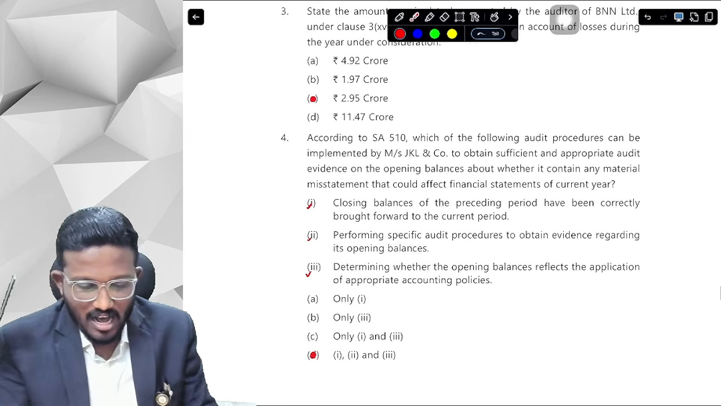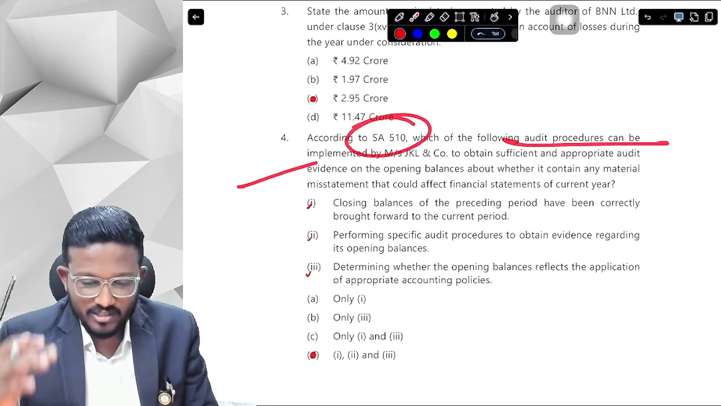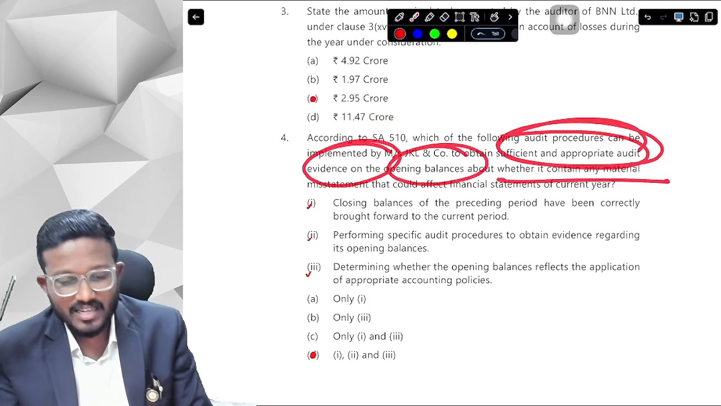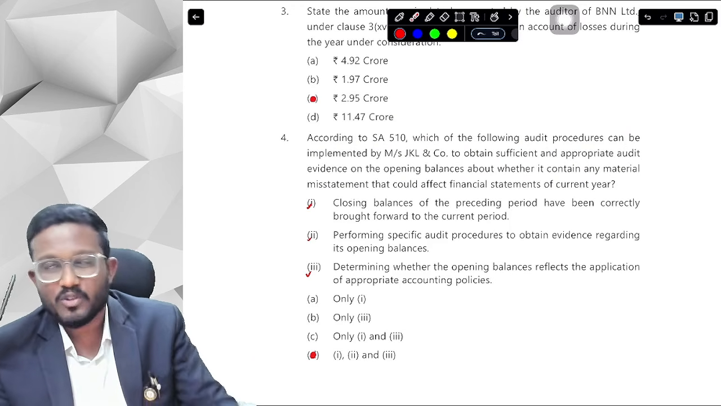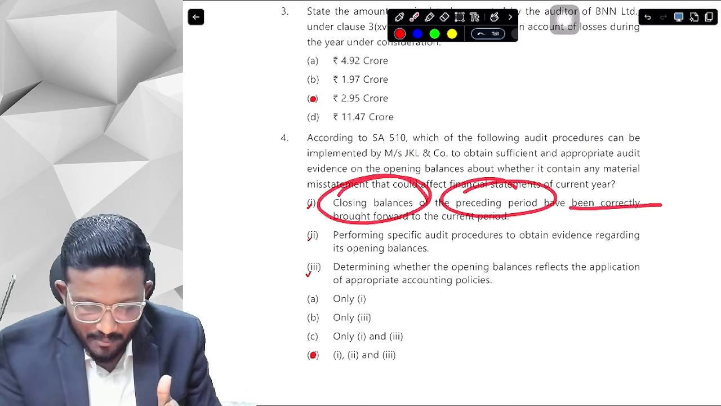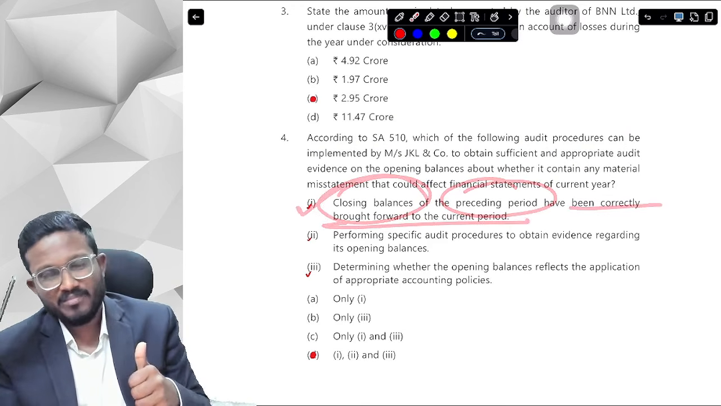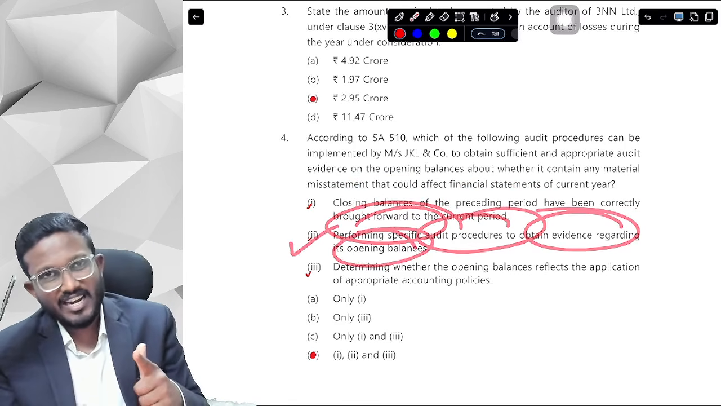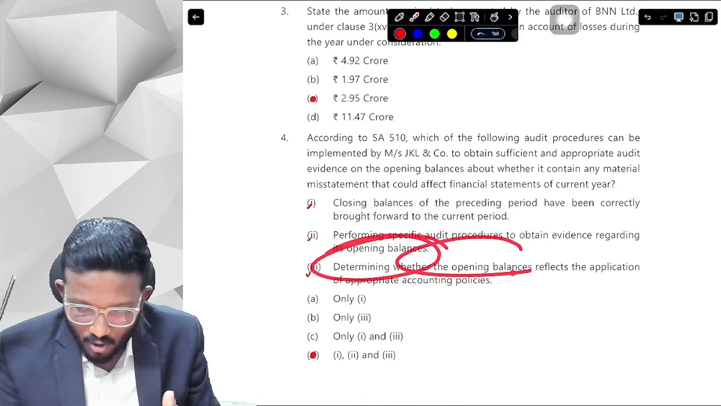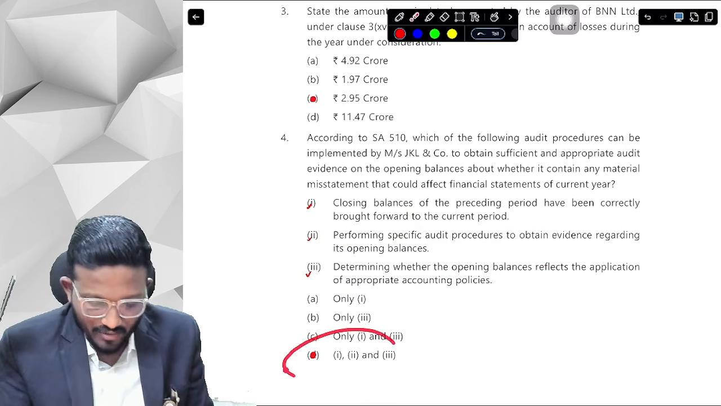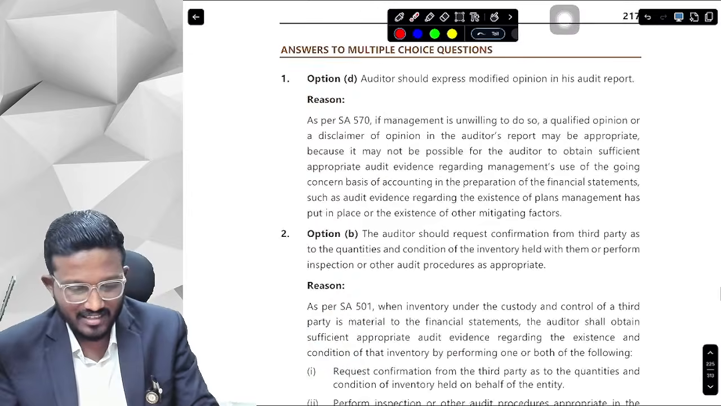Okay, yes, sir. Now as per SA 510, which of the following audit procedures can be implemented to obtain sufficient and appropriate audit evidence regarding the opening balances, whether it has a material misstatement or not? So what are the procedures that we will perform as per SA 510? First of all, closing balances of preceding year have been correctly brought forward to current period. We need to perform this. Second, performing specific audit procedures to obtain evidence regarding opening balances. We can do this. Third, we need to determine whether the opening balances reflect the correct application of appropriate accounting policies. We have to also do this. So 1, 2, 3, we have to do all. Okay, yes, sir. Next is what, sir?